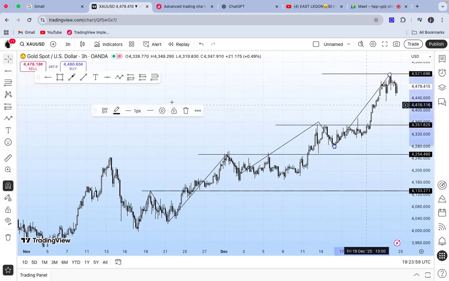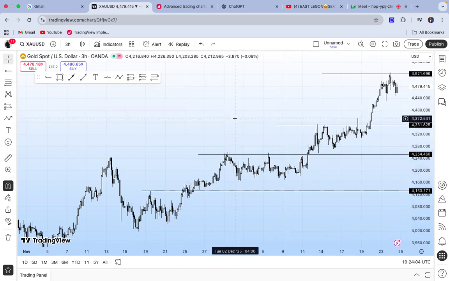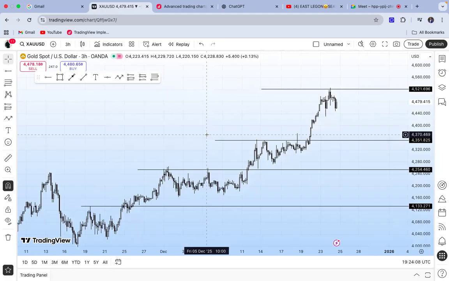Then I'm going to take out this, and we'll be left with only this. What I have done is that I have marked my support levels. So when you are able to identify the higher high, put a line there, and that line becomes a support line.